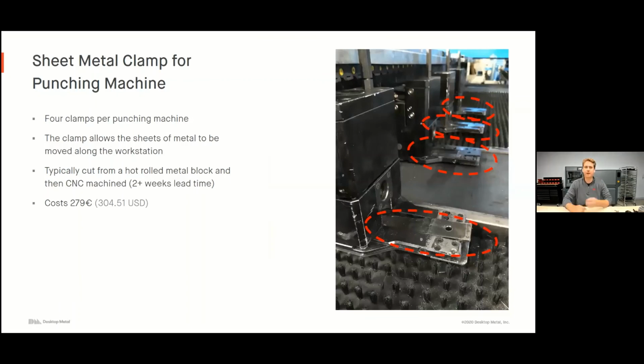The first part we're going to talk about is this sheet metal clamp. It's used on a punching machine. There's 4 of these clamps per punching machine. This clamp allows the sheet metals to actually be moved along the workstation. Currently, they're being cut from hot rolled metal block, then CNC machined with about a 2+ week lead time, costing them about $300 US, about 280 euros.